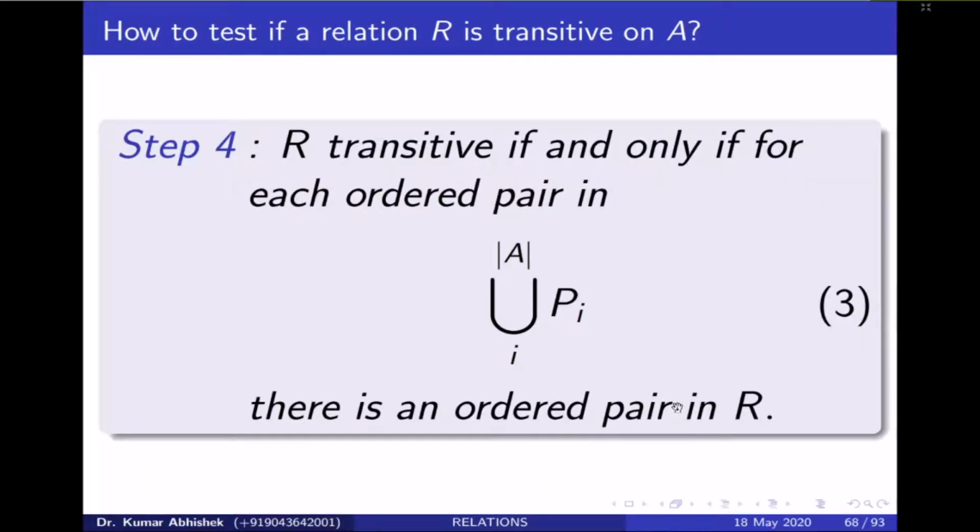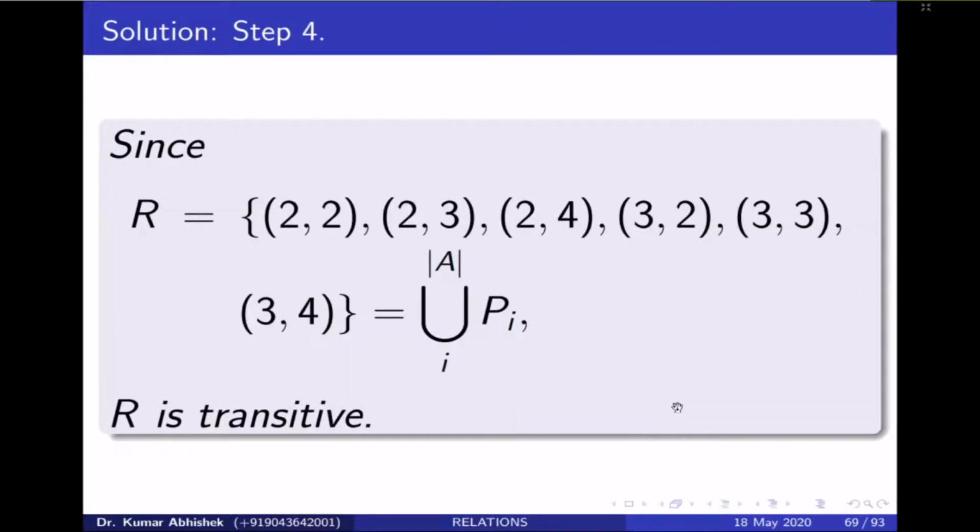The last step says that R is transitive if and only if each ordered pair in the union of Pi is an ordered pair in R. So now we can see here that the union of Pi, where i varies from 1 to the cardinality of A, is the same as R, so R is transitive. This problem we have seen earlier also in our lecture number 7, but I just repeated it here so that you can recall it.